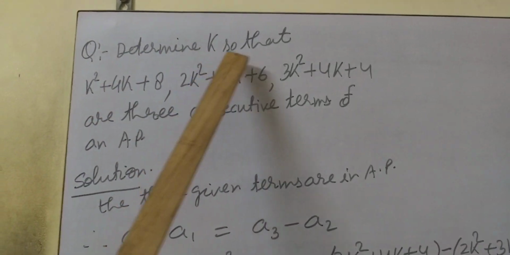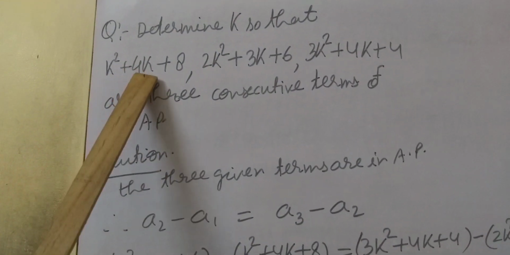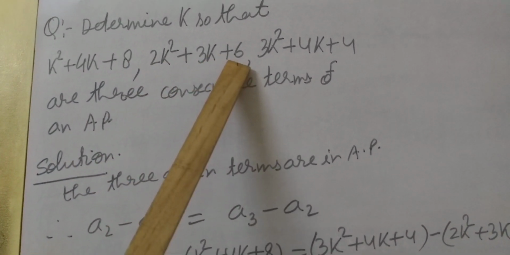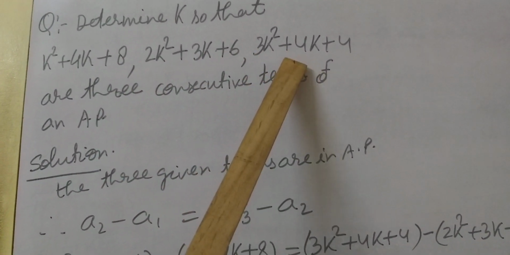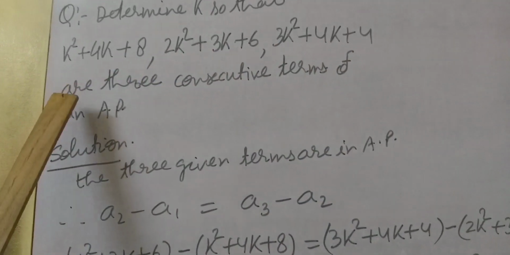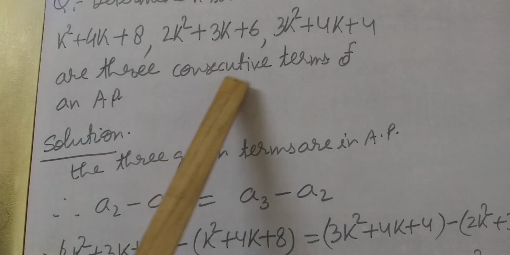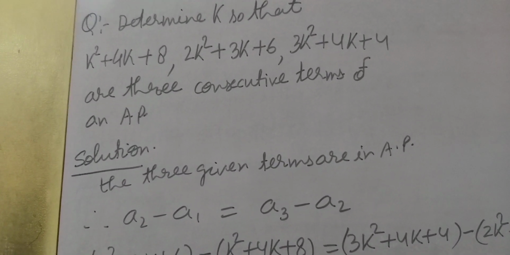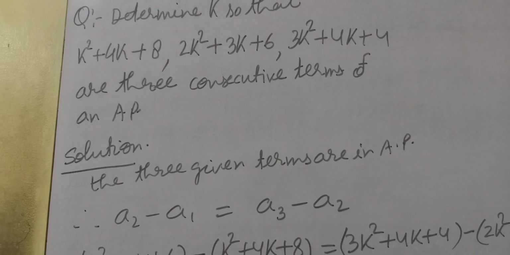Determine k so that k square plus 4k plus 8, comma 2k square plus 3k plus 6, comma 3k square plus 4k plus 4, comma are three consecutive terms of an AP. There are three terms, students. We have to find k.